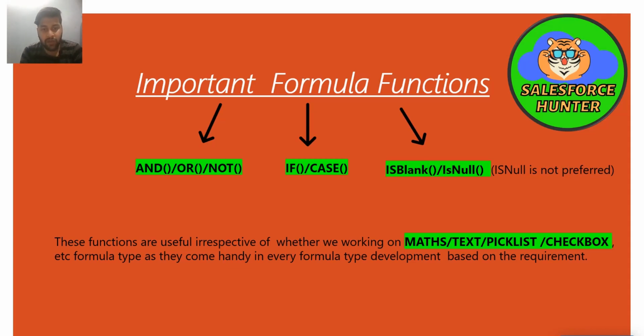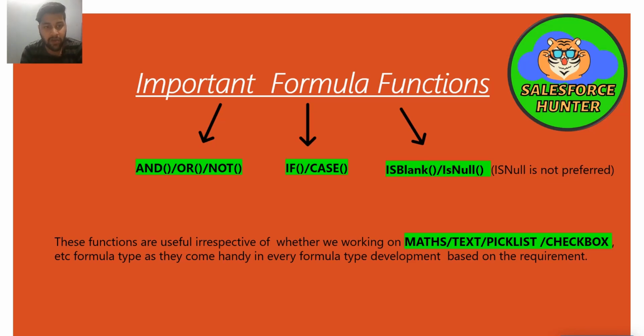These functions are useful irrespective of whether we are working with a math function, text function, picklist, checkbox, etc. formula type. Here the formula type doesn't mean the return type, because there is no picklist or checkbox return type. It's just the formula type based on whether we are working in picklist, text, or math related formulas, or checkbox, when we are creating the formula. So keep that in mind, they all come in handy in every formula type development based on the requirement. That's why they are important to study.